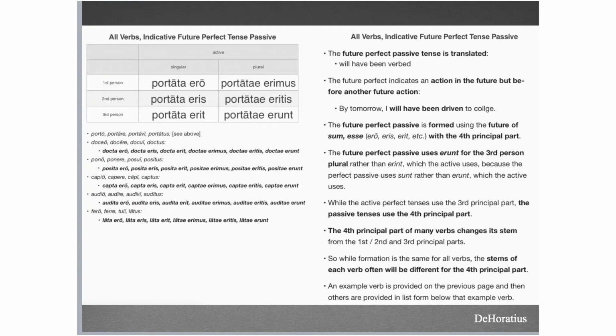All right, and here's the future perfect. Certainly not very commonly used, the future perfect passive, but here it is done out for you. Again, everything is the same except for the forms of the verb to be, and the translation is will have been verbed. Again, the active is will have verbed. The passive is will have been verbed, with that been thrown in to make it passive.